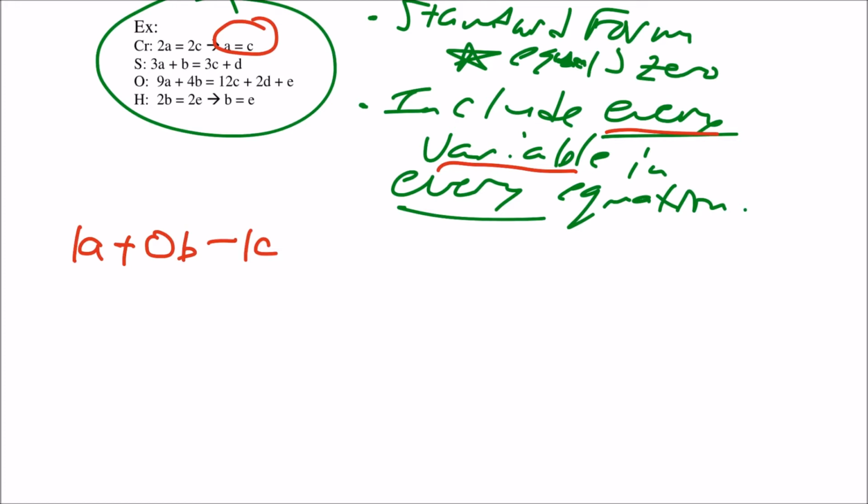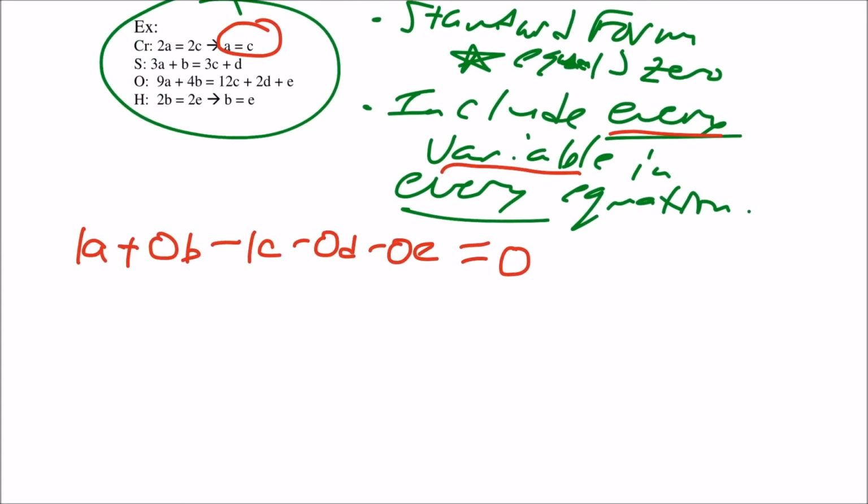We also need to include D and E in this equation because we have to include every variable. So we're going to say minus 0D minus 0E. I'm putting minuses because D and E were on the other side of the equal sign. It really doesn't matter because they're zeros, so we could have said plus 0D and plus 0E. That makes no difference. And then, of course, all of that's going to be set equal to 0. Okay, so this is chromium's equation.